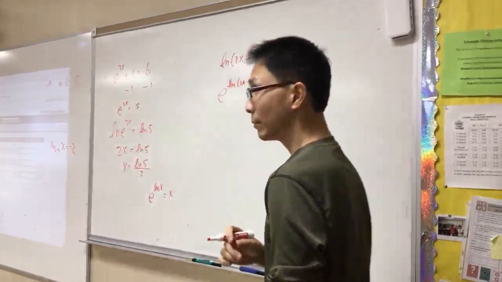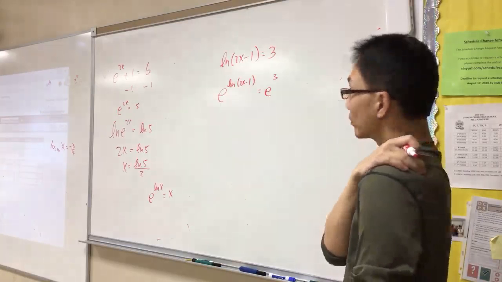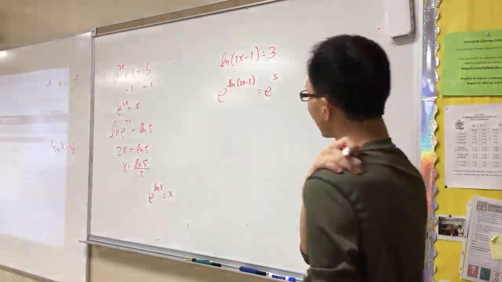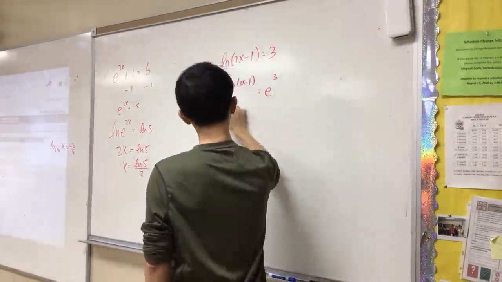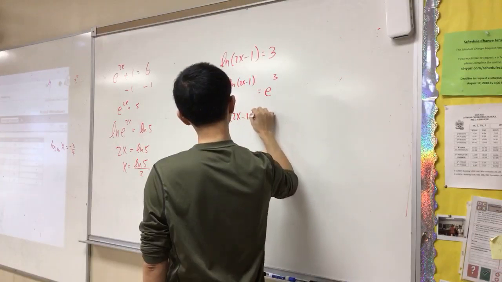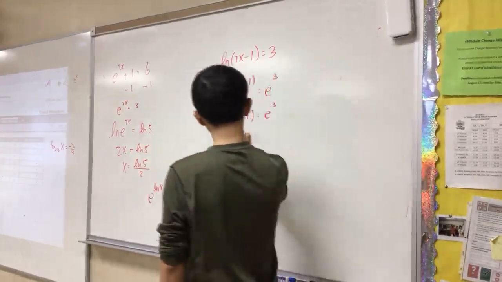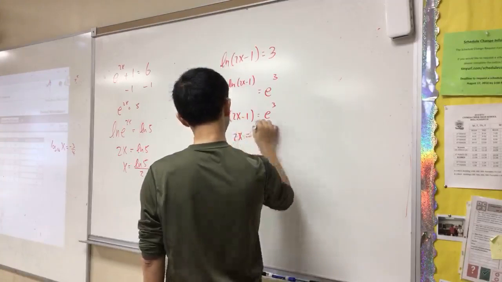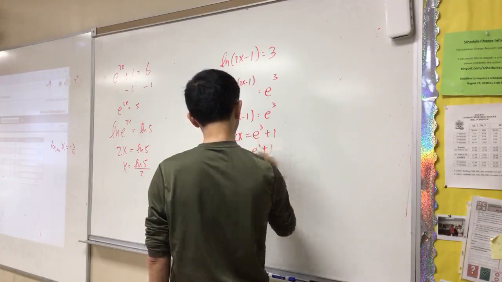Are we okay? So e and natural log cancel out. So that's going to be 2x minus 1 is equal to e to the 3. Now I can solve for x. 2x equal to e to the 3 plus 1, x equal to e to the 3 plus 1 over 2.